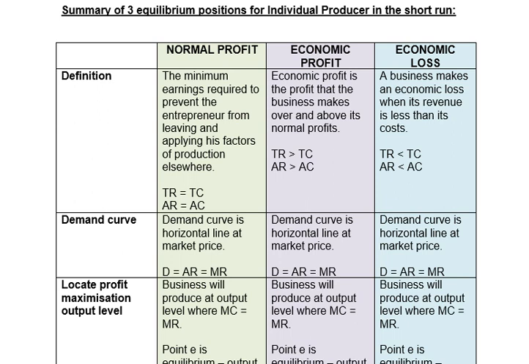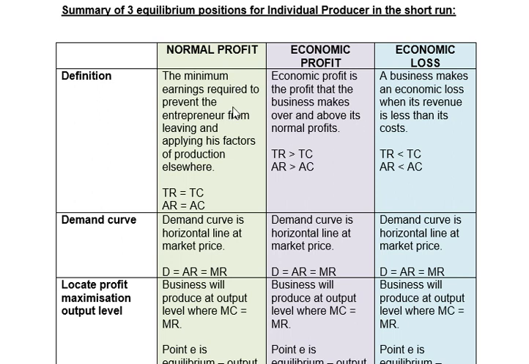Okay, so we're just going to make a comparison. And remember, not this table specifically, but the 3 equilibrium positions for the individual producer in the short run is a possible essay question. You obviously cannot do it in a table form like this. You would have to write a proper essay.